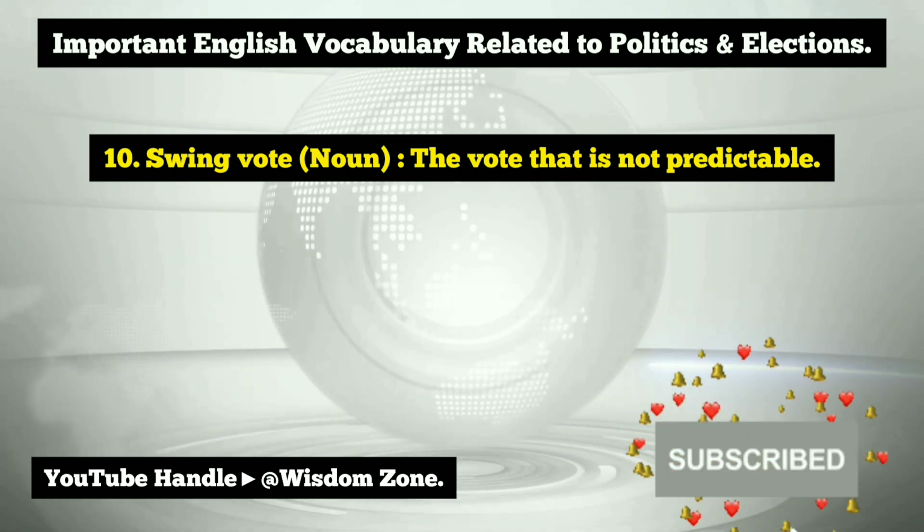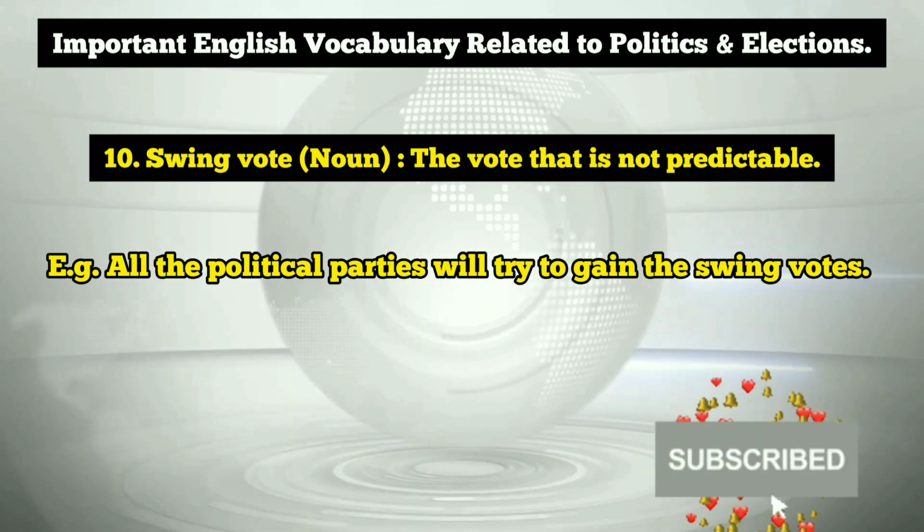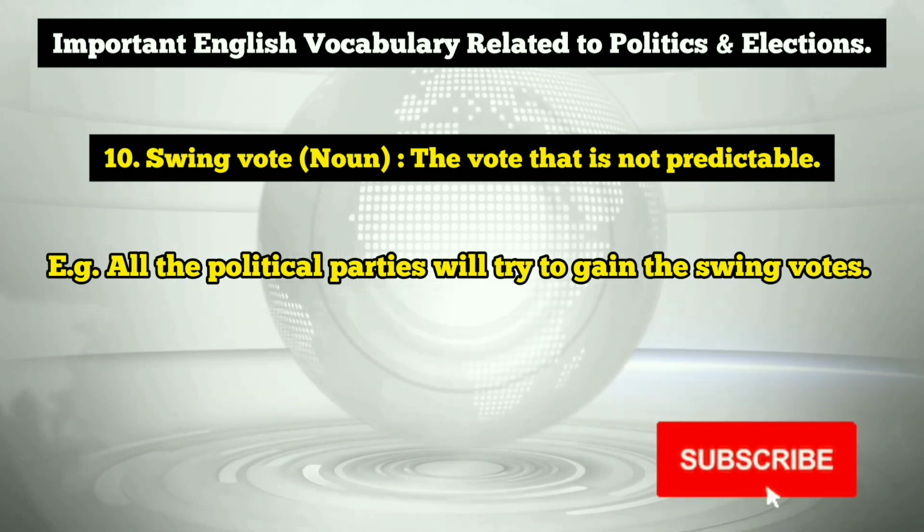So let me read out the example. All political parties will try to gain the swing votes. Swing votes are very important. Most political parties always try to gain the swing votes, votes which are not predictable.